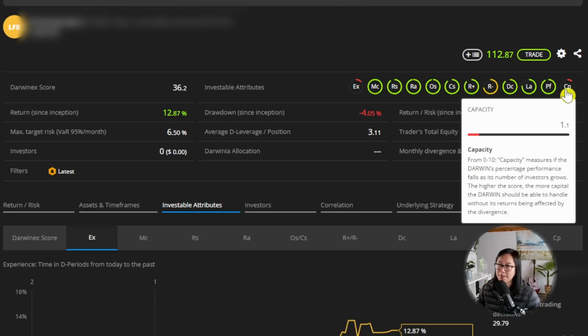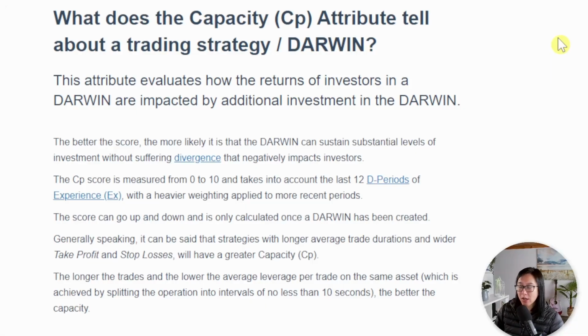The next one is capacity. Capacity is a little bit complicated, but I'll try and translate it into my own words. So basically, an index is when you place a trade, and other people will be copying your trades. So there is a time interval called latency between your trade and the investor's trade.